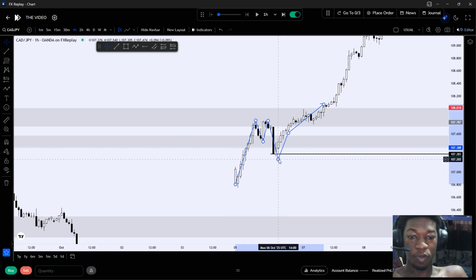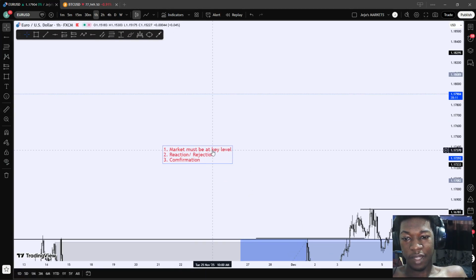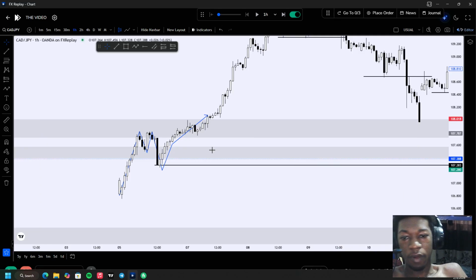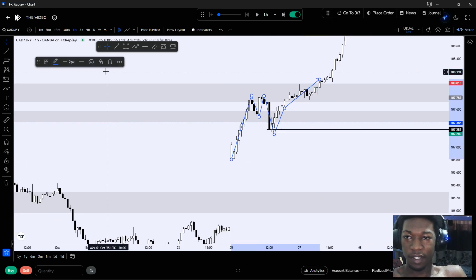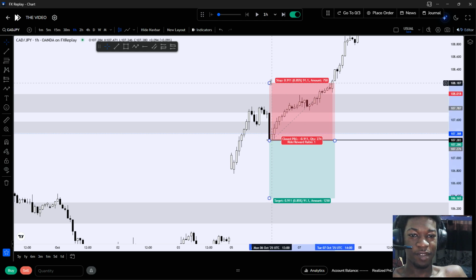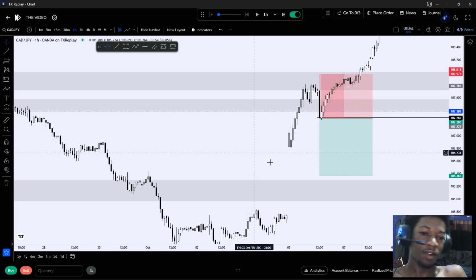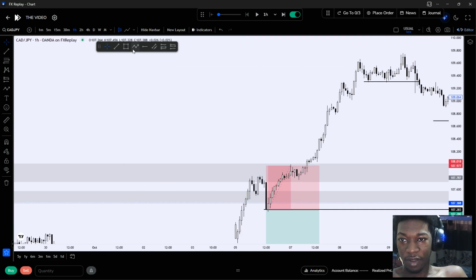There are a lot of people that literally ignore the rest of the confirmations. So market must be at a key level. The market was at a key level. Market shows a reaction. It showed a reaction. So many hooligans would enter as soon as they see this candlestick right here. They would enter right there. They're like, all right, the market has given us a reaction, blah blah, but they did not wait for the confirmation. What did I tell you guys the confirmation is?